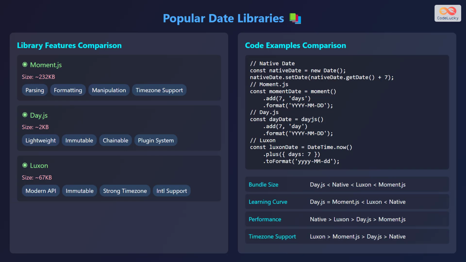In terms of learning curve, both Moment.js and Day.js are easier to learn, while Luxon is a bit more complex and the native Date object has very verbose syntax. In terms of performance, the native Date object is usually the fastest. Luxon is a close second, then Day.js, and finally Moment.js is the slowest. Regarding time zone support, Luxon is the most capable, followed by Moment.js, Day.js, and then finally the native Date object, which has the least support for time zones. Each of these libraries has its advantages, so choosing one depends on your specific project requirements.